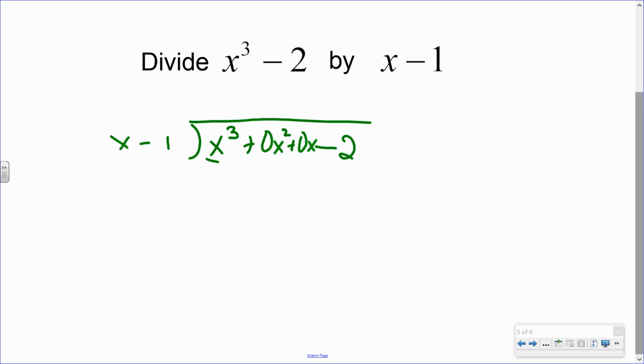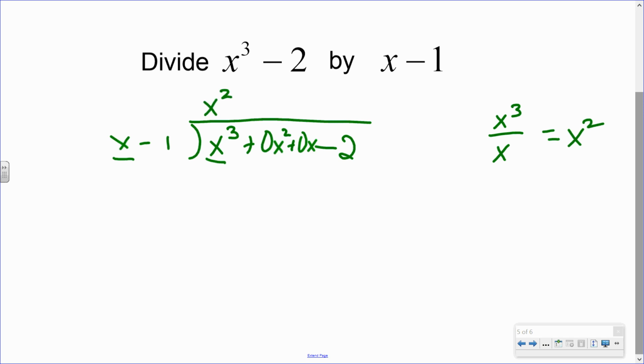How do I come up with what that needs to be? We're going to look at the leading term of the dividend and the leading term of the divisor. And we are going to think, you don't have to write this down, what is x cubed divided by x? Because we're trying to put something up here, so when we multiply, this is going to cancel and go away. So everyone, what does this equal? So we put x squared up here.